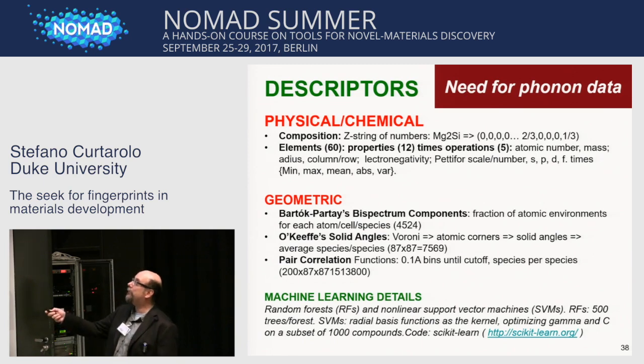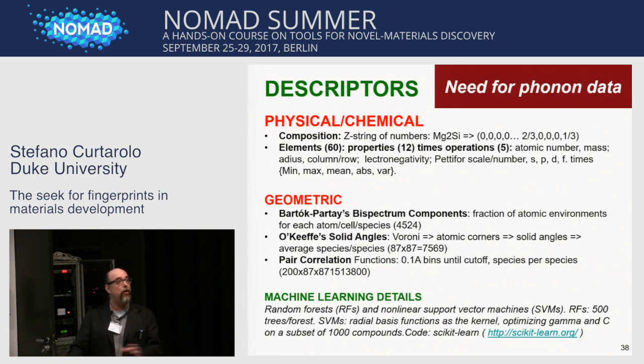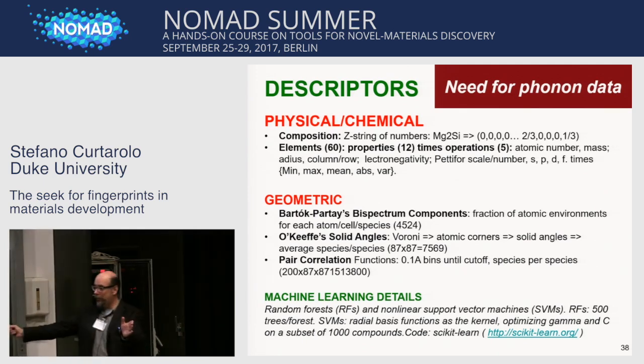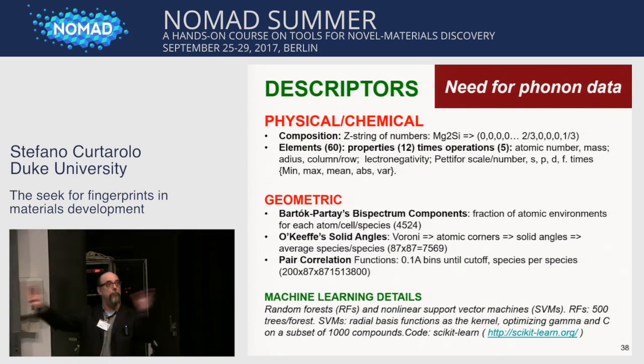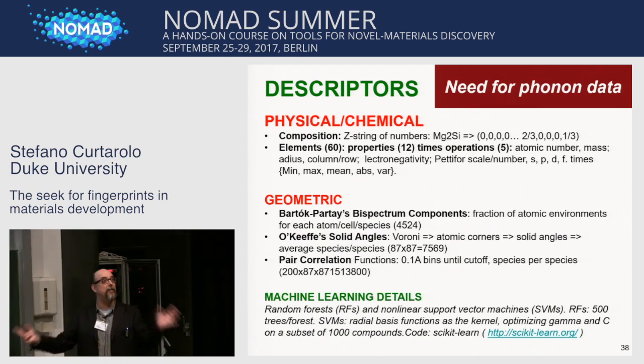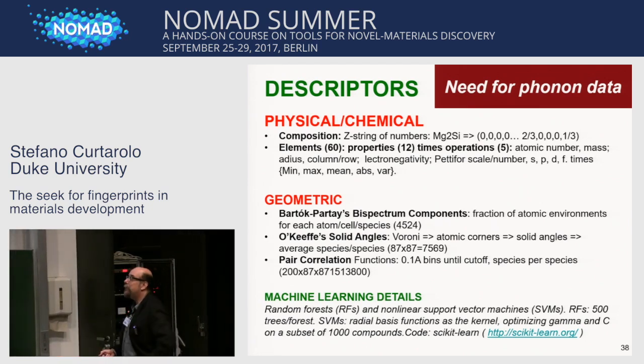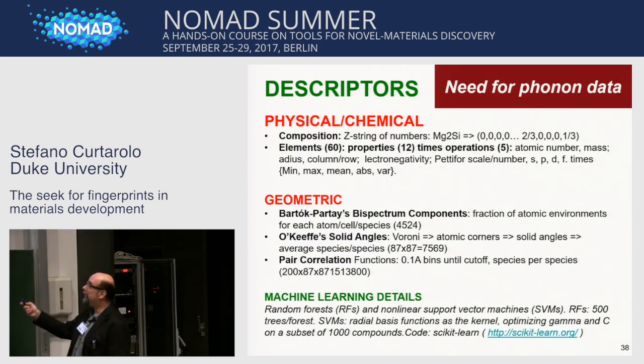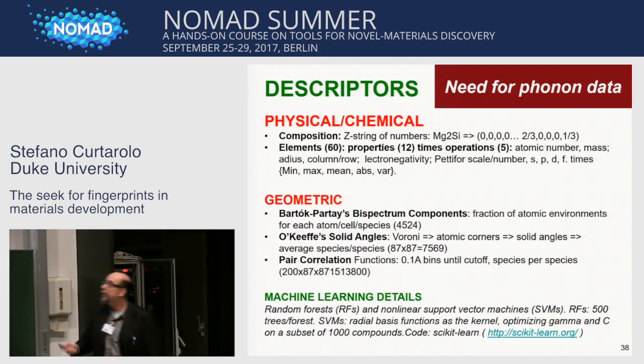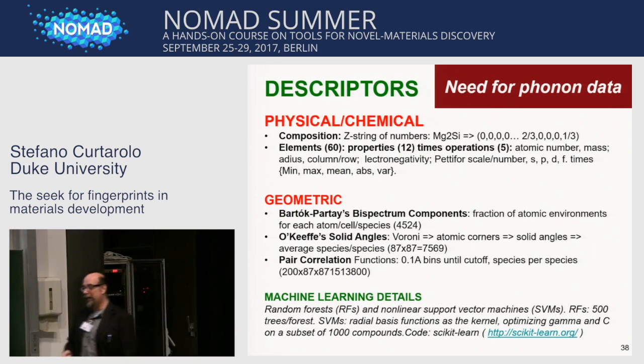The geometric descriptors are descriptors that describe the structures, the organizations. You have the Bartok-Partay bispectrum, which is really the fraction of atomic environment, if you're octahedra, tetrahedra, and so on. Or you have the solid angles, where you look at an atom and other atoms, you look at 3 atoms, and you measure the amount of steradians within these triplets. Pair correlation, which is pretty much the radial distribution function.